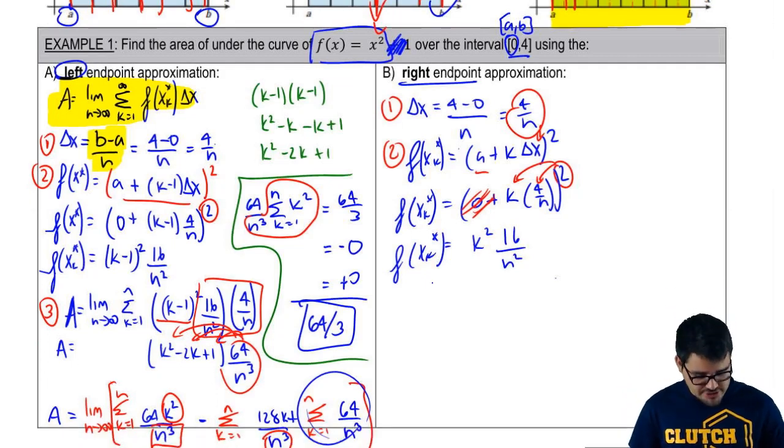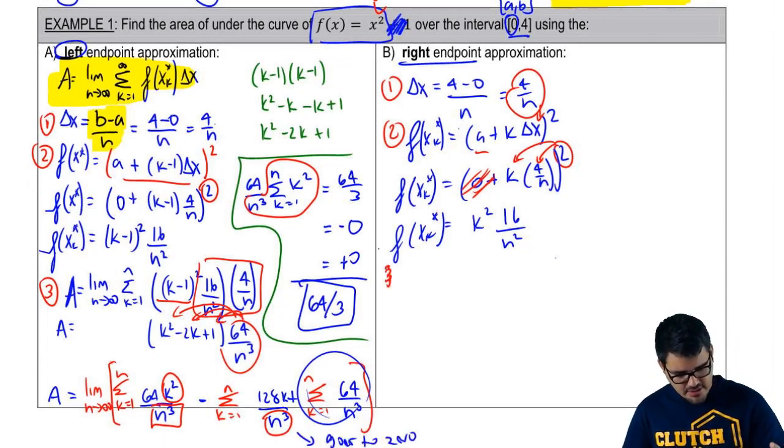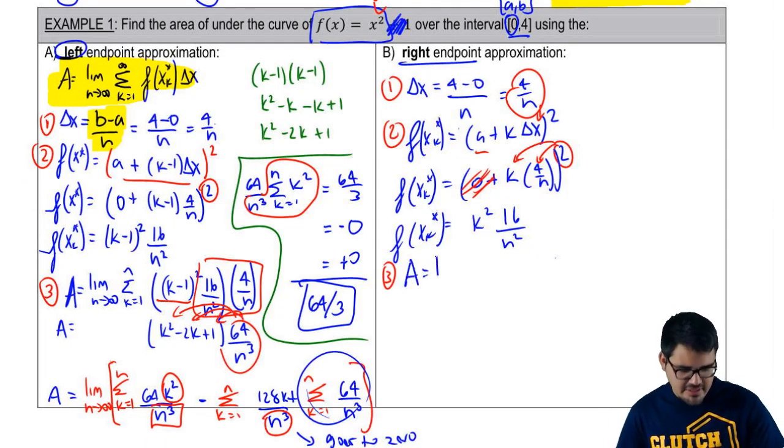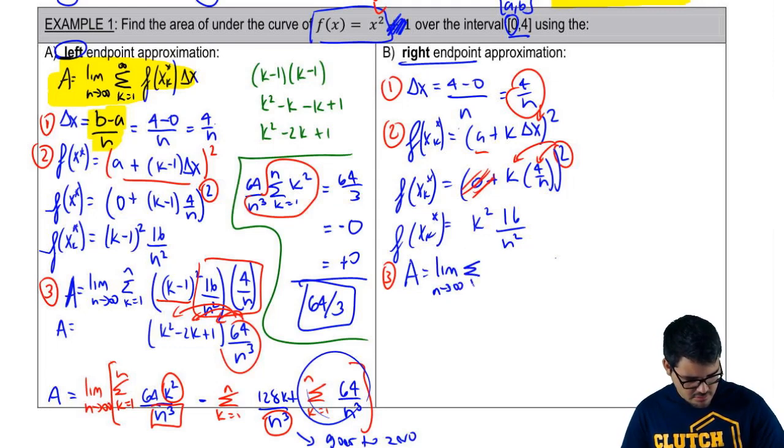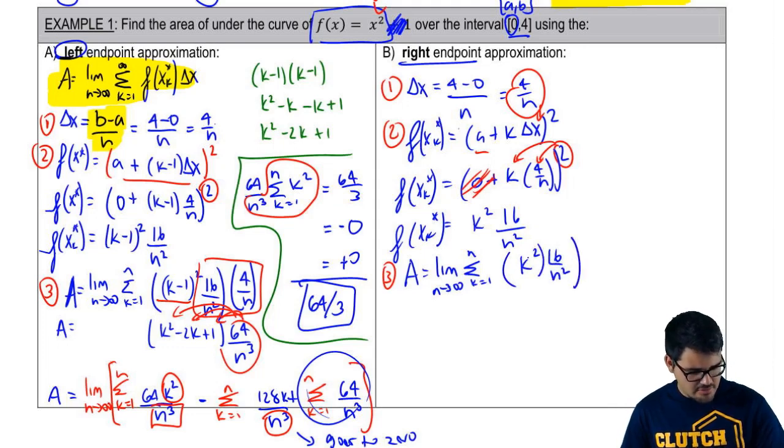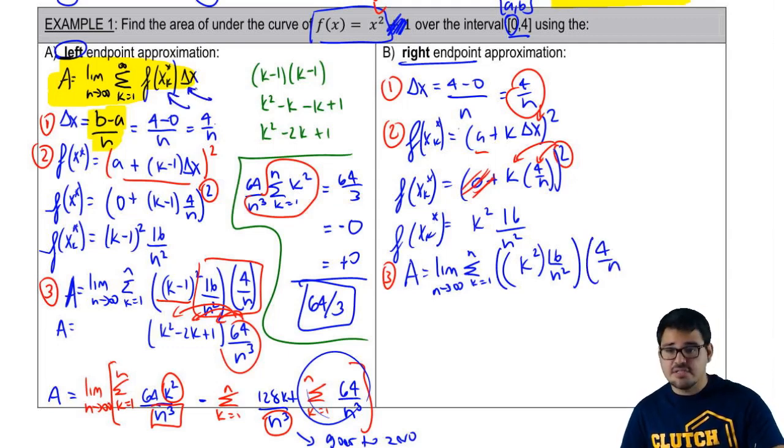And now we're ready to put it all together in our third step into our area function, right? So yes, we need to start off with the limit. I know it's kind of annoying, but let's just go ahead and get that done. So after we have that, we need to just have our f of xk star, which is going to be this guy right here, number 2. It's going to be k squared 16 over n squared. And that is all going to be multiplied by our delta x, which is 4 over n, right? So we just finished this part, and now we're going into this part.